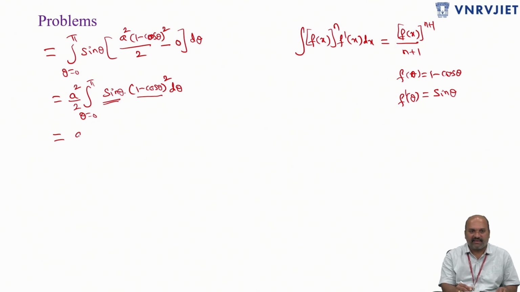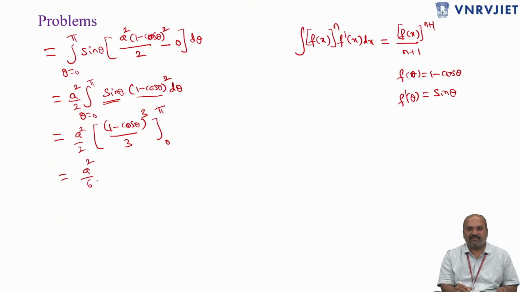That means we can use this formula with 1 minus cos theta as f of theta. The integral of f of theta power n into f dash of theta d theta is f of theta whole to the power of n plus 1 divided by n plus 1, with upper limit pi and lower limit 0. This is a square divided by 6. I am writing this 3 outside. Now, substitution of the limits.